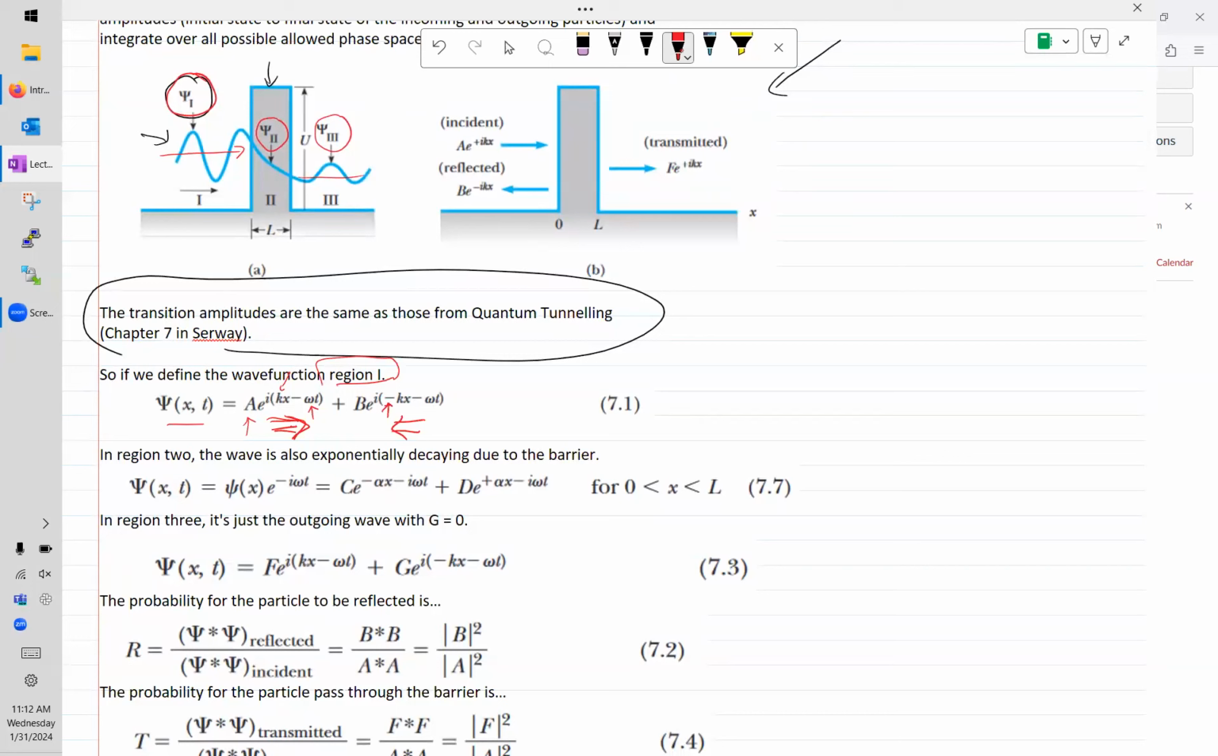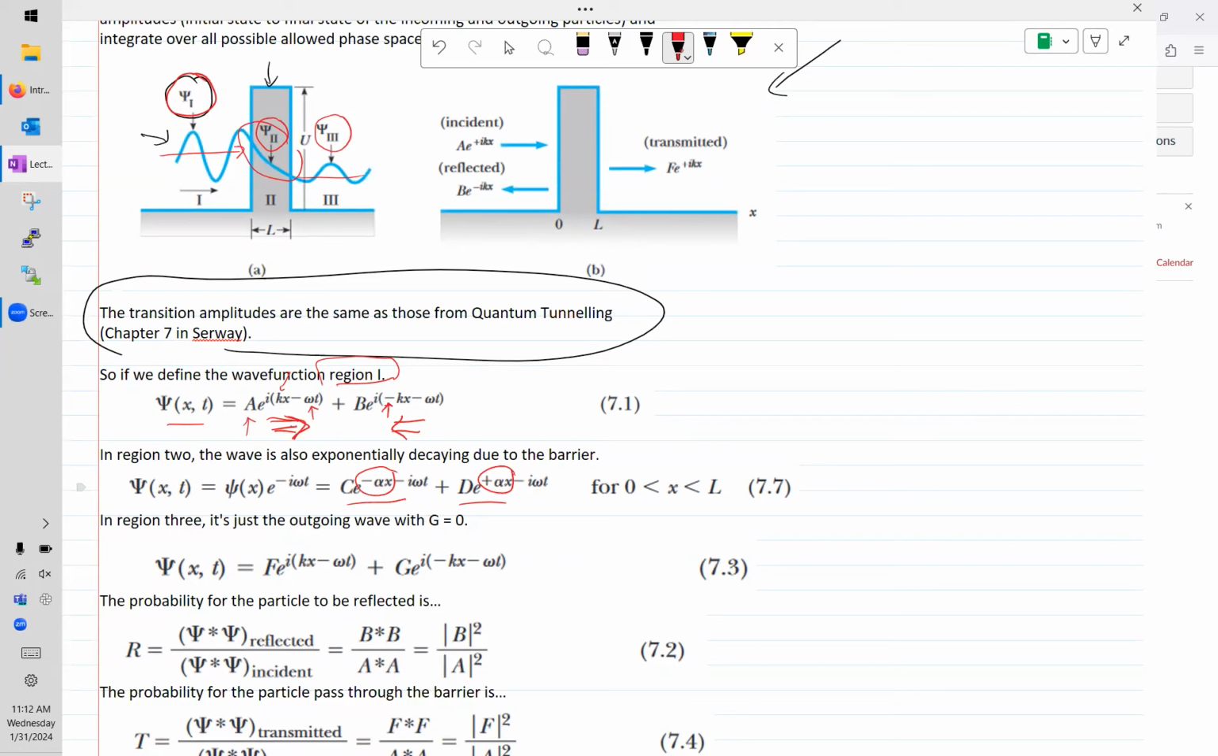And region 2 is a little bit special, because instead of just a wave, this wave is going to be exponentially decaying. The more you go into the barrier itself, the less likely it is to get to that part. So in this case, you have this alpha to it. Instead of kx, you have alpha x.